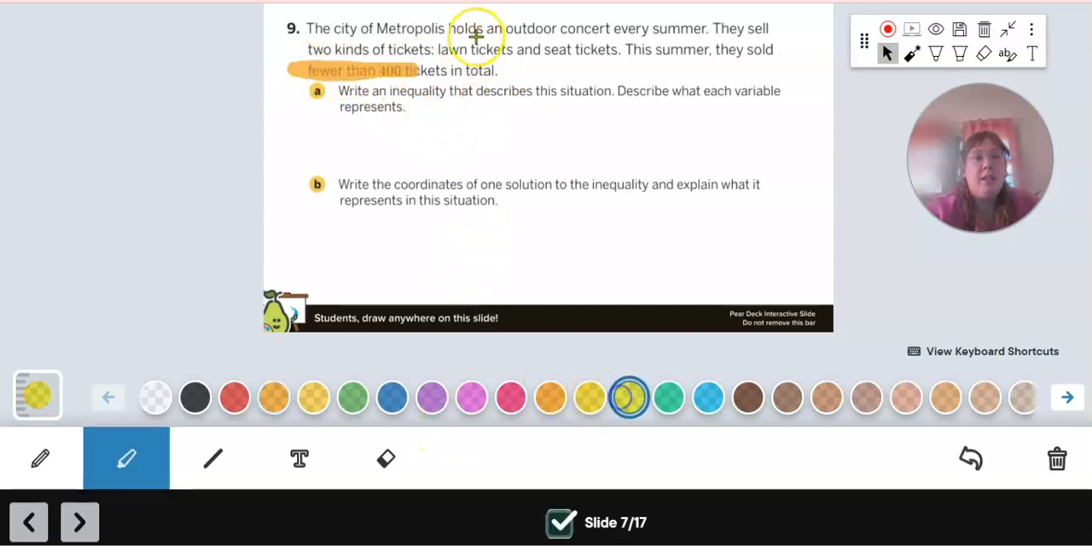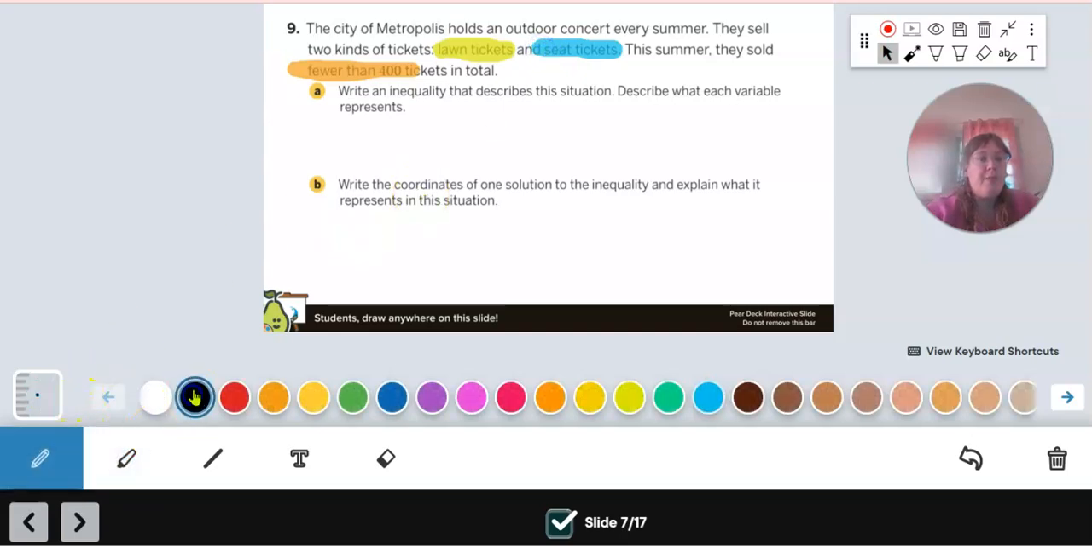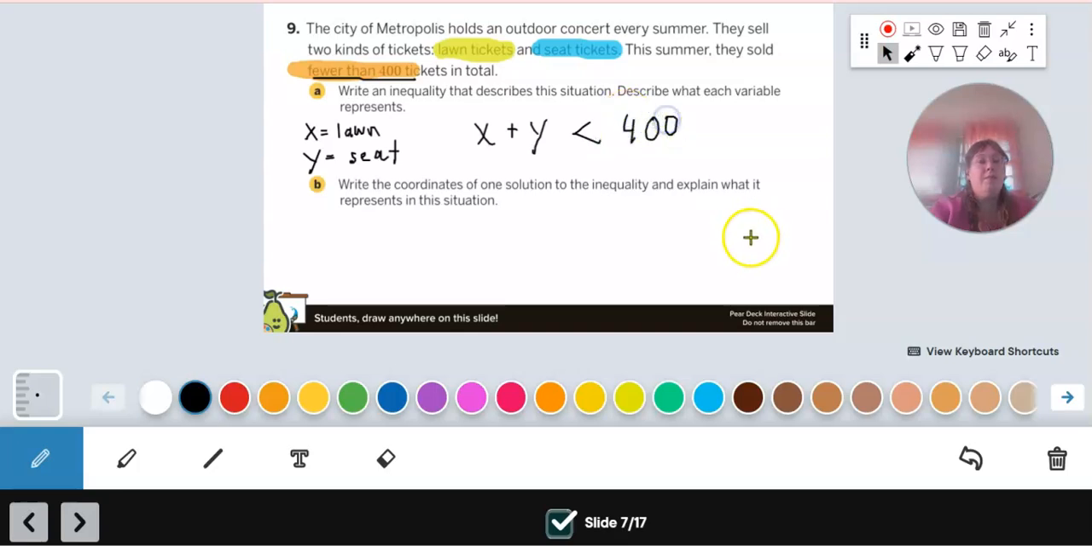And we also see that they have lawn tickets as one option and seat tickets as another option. So if we say X equals lawn tickets and Y equals seats, it says to write an inequality that describes the situation. So all of the lawn tickets plus all of the seat tickets, and it's fewer than 400. So it's going to be less than 400.